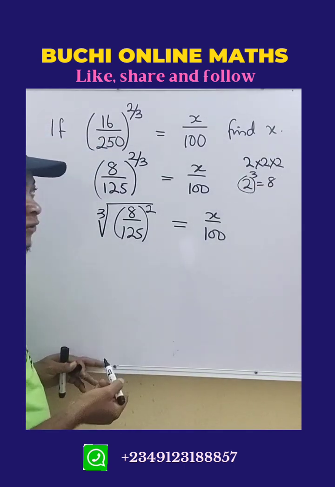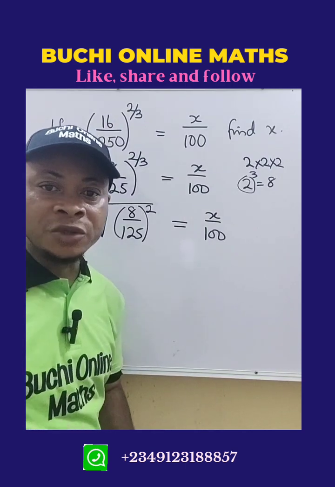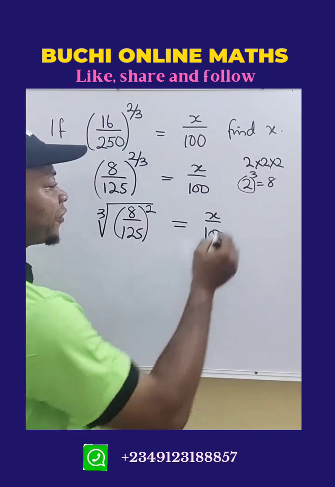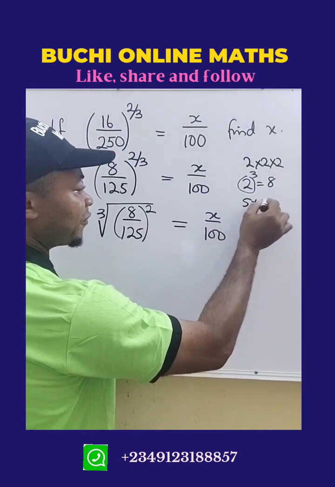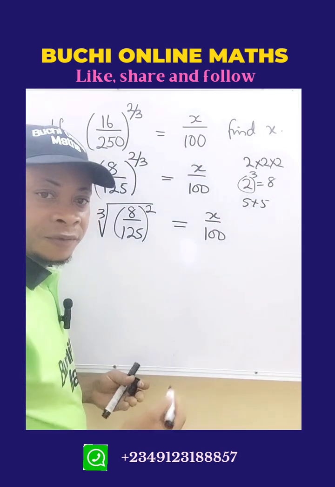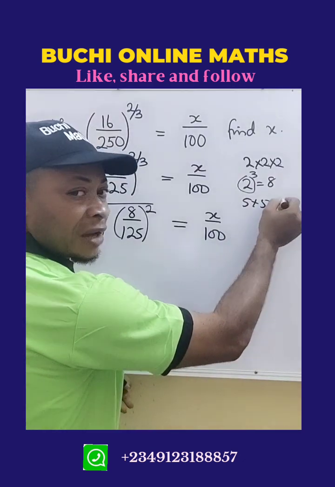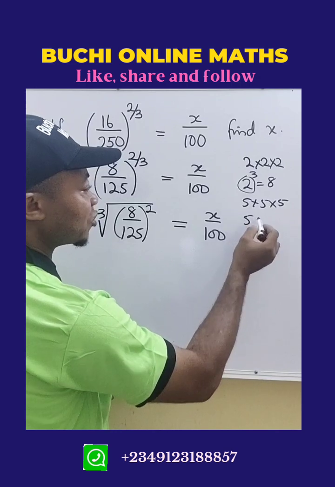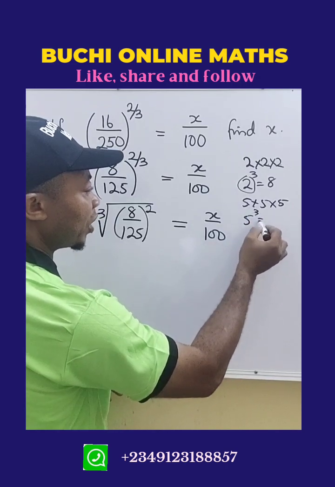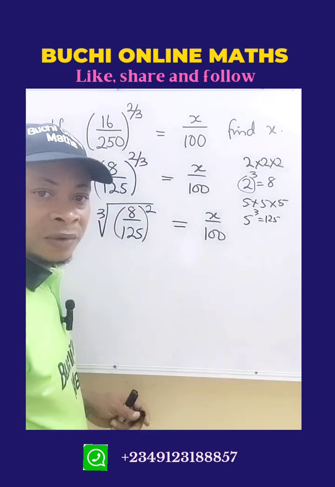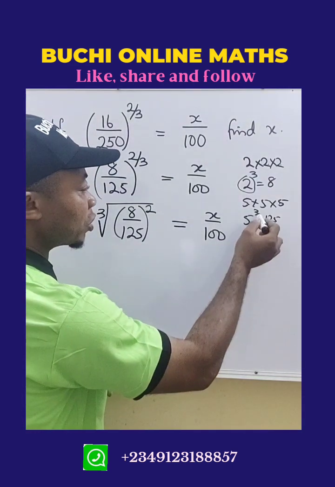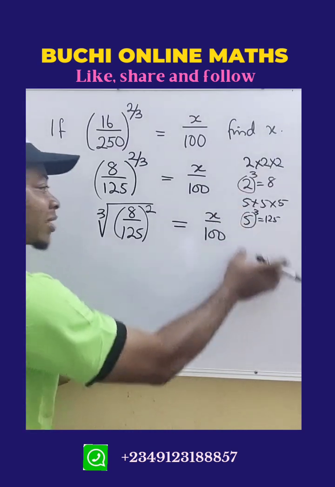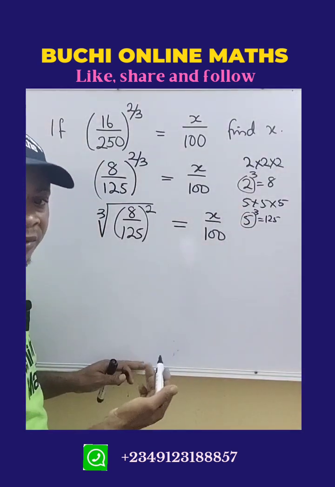Now let's go to 125. What number will you raise to power 3 to give you 125? That number should be 5, because 5 multiplied by 5 is 25. Then multiplied by another 5 is 125. Okay, that means 5 raised to power 3 will give us 125. Therefore, the cube root of 125 is 5. Okay, so this has simplified the whole question.